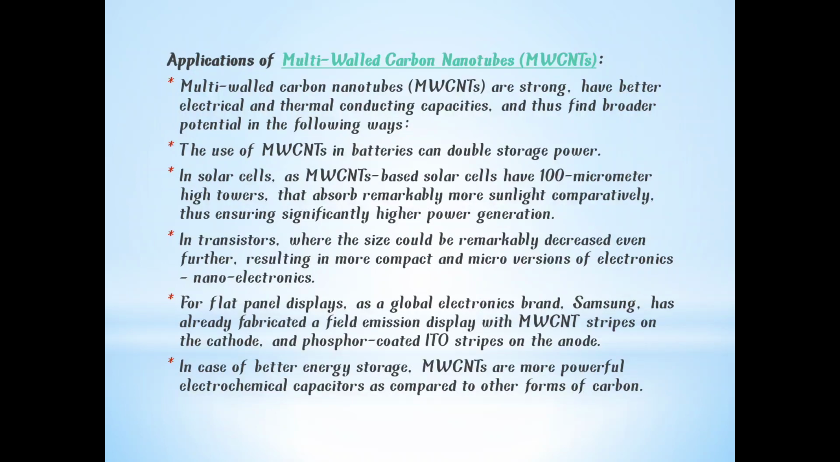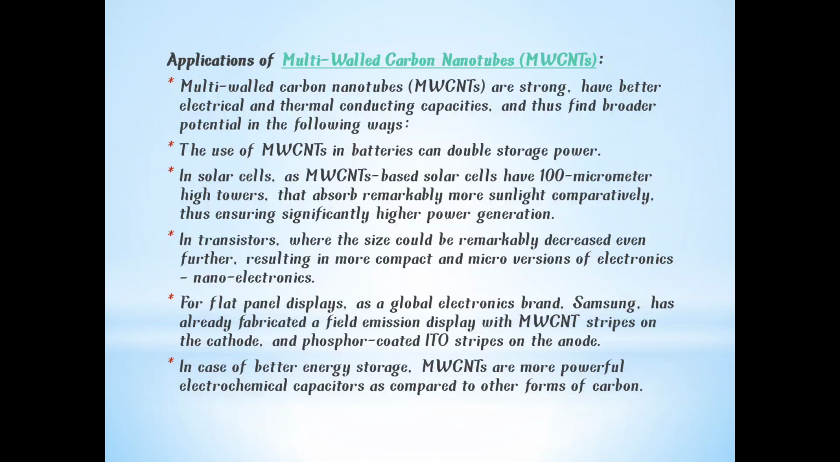Applications of multi-walled carbon nanotubes. Multi-walled carbon nanotubes are strong, have better electrical and thermal conducting capacities, and thus find broader potential in the following ways. The use of multi-walled carbon nanotubes in batteries can double storage power. In solar cells, multi-walled carbon nanotube based solar cells have 100 micrometer high towers that absorb remarkably more sunlight comparatively, thus ensuring significantly higher power generation.